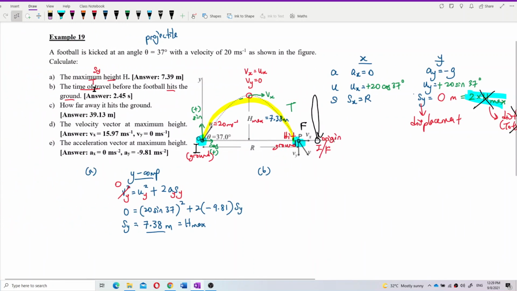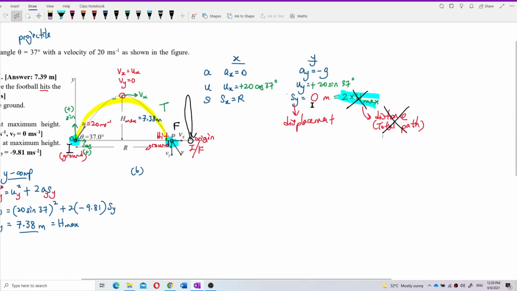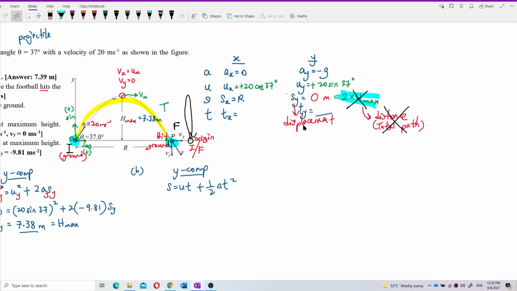The time of travel is the time of the projectile, which is the same as the time of the y component. So I can find the time y. Let's use the y component and solve it. We use the formula s equal to ut plus half at square, using the y component.